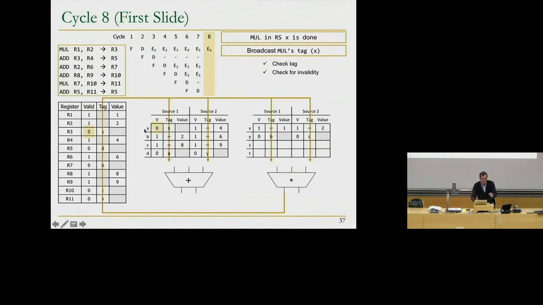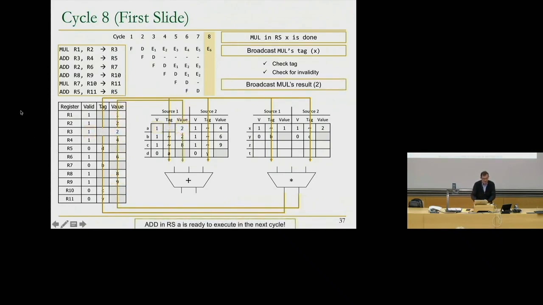So what happens is these locations compare the tag to the broadcast tag. If the tag matches, and if the valid bit is 0, that means that they're really waiting for this value. So they capture the result, which is also broadcast, and become valid, because they were waiting for that value, and they got it. As a result, this instruction now can execute because its source register 1 is valid and source register 2 is valid. So it's ready to execute in the next cycle. In the next cycle, this is going to go into the adder.